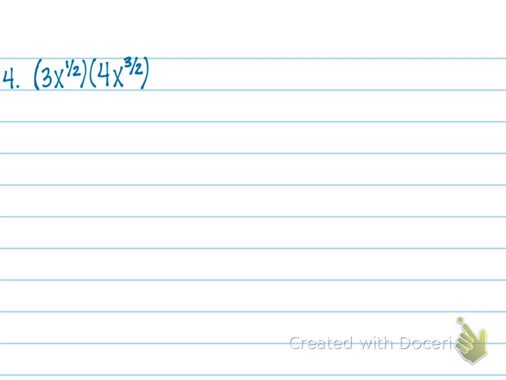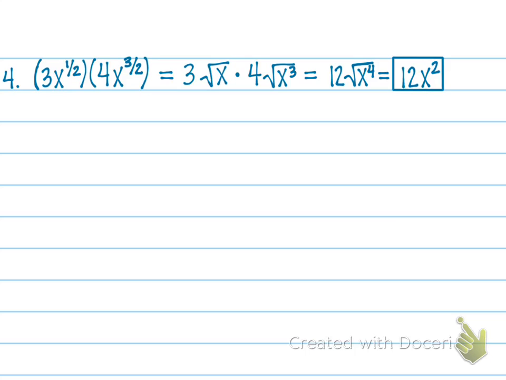Number 4, we have 3 times x to the 1/2 and then 4 times x to the 3/2, and those are being multiplied. So our 3 and our 4 do not have rational exponents, so those are going to stay outside of our radicals. So we have 3 times the square root of x times 4 times the square root of x cubed. So we multiply what's outside of our radicals and what's inside. So 3 times 4 gives us a 12. And then x times x to the 3rd gives us the square root of x to the 4th. When we take the square root of x to the 4th, we end up with 12x squared.